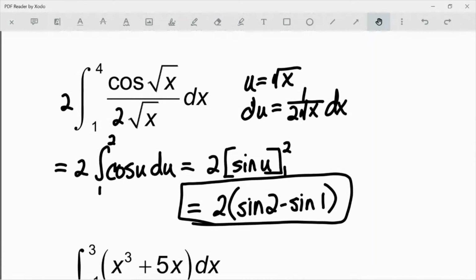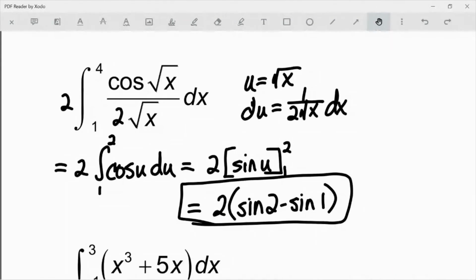We had the integral from 1 to 4 of cosine of square root of x over square root of x dx. So maybe not quite as obvious with the substitution on that one. But if you think about it for a minute, you might see that the u is square root of x and the du is 1 over 2 root x. So I need a 2 in the denominator, which means I need to put a 2 outside the integral so that those two will essentially cancel each other out.